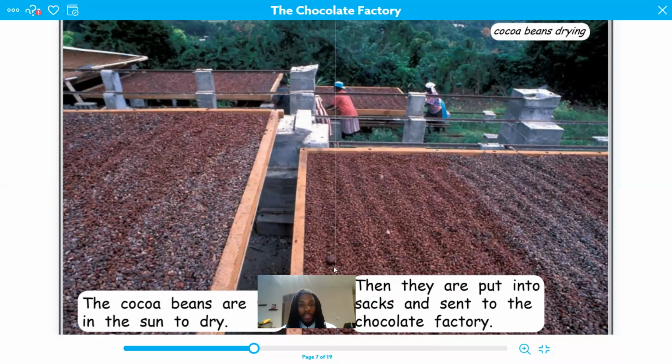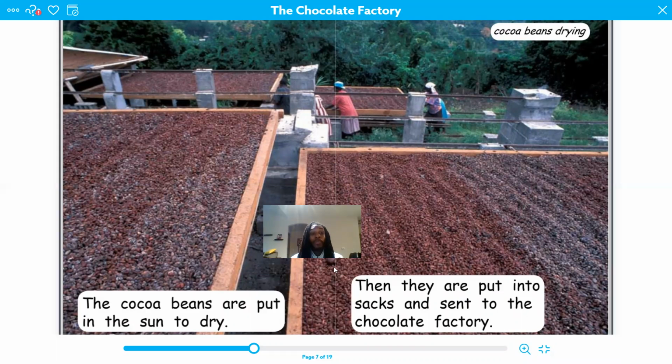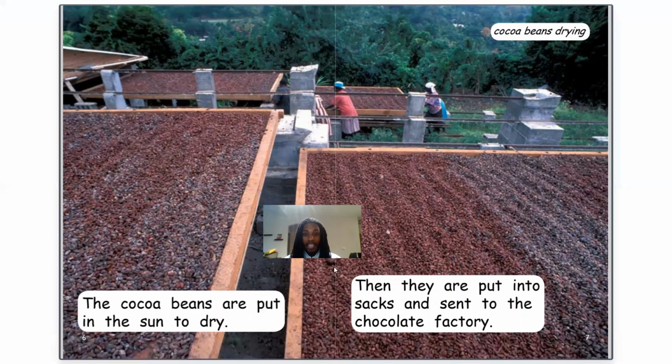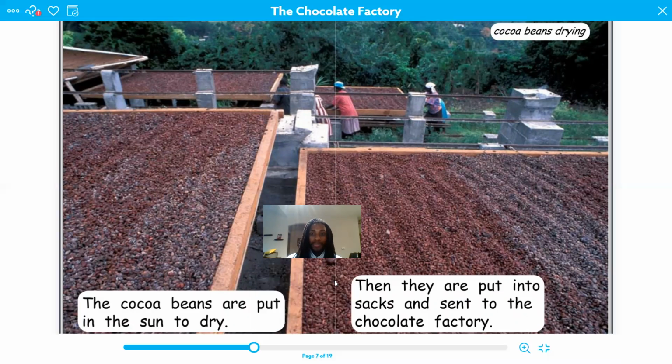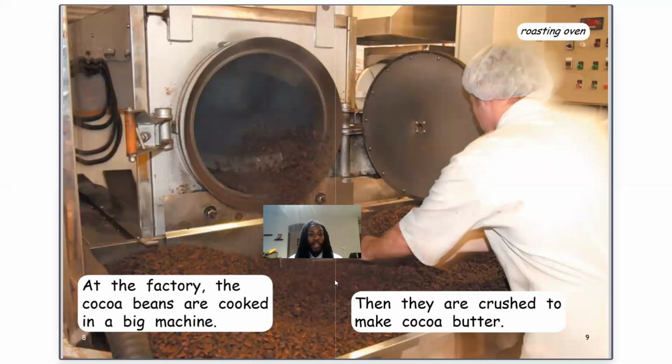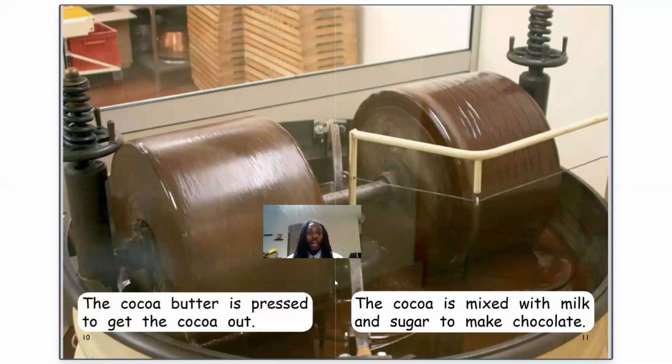The cocoa beans are put in the sun to dry. Then they are put into sacks and sent to the chocolate factory. At the factory, the cocoa beans are cooked in a big machine. Then they are crushed to make cocoa butter. Wow, that's amazing. The cocoa butter is pressed to get the cocoa out. The cocoa is mixed with milk and sugar to make chocolate.